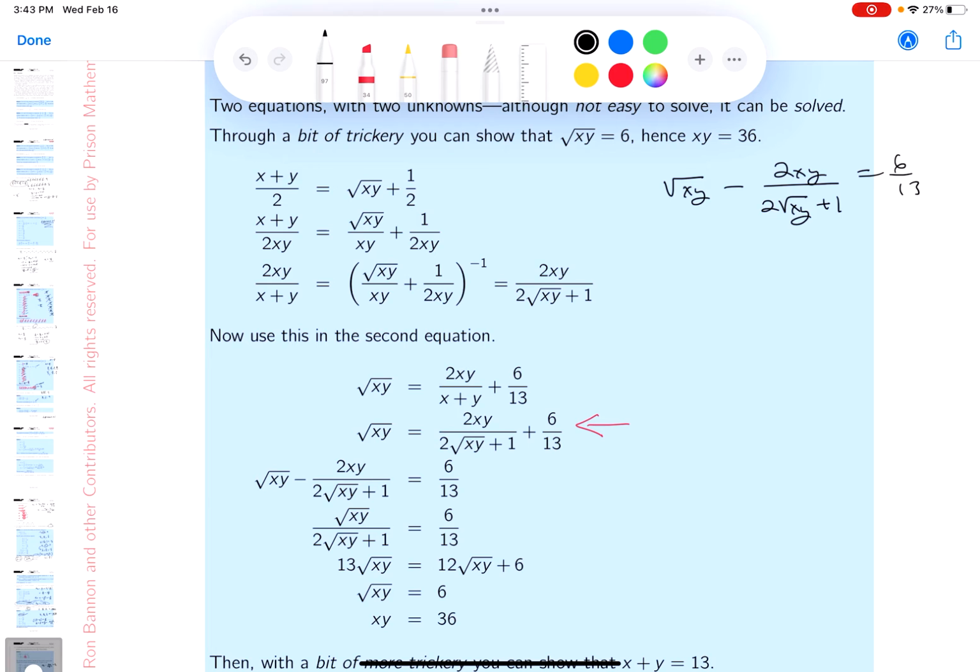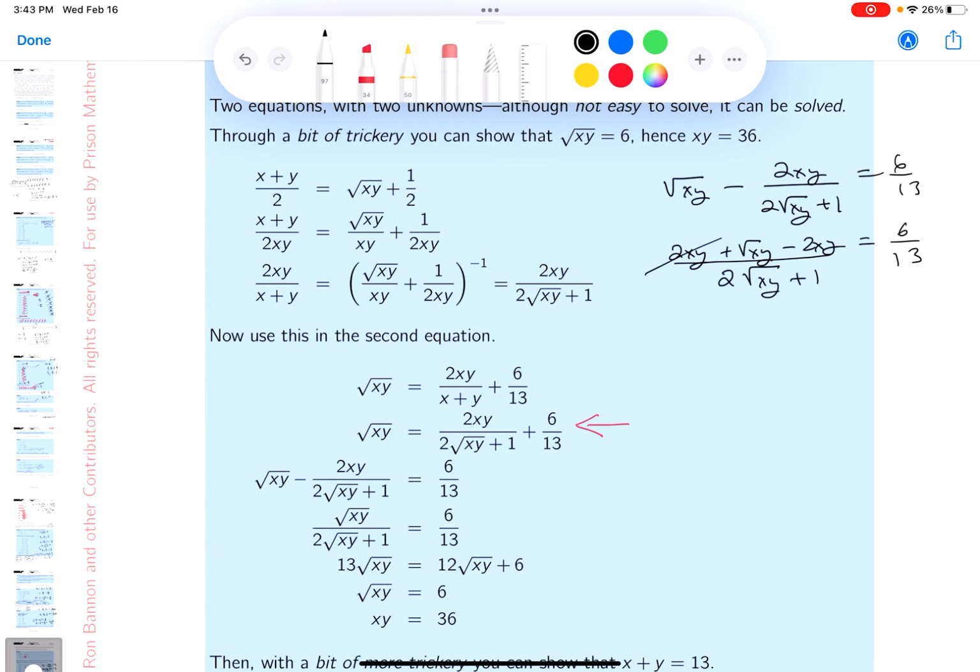Well, I guess what I need is a common denominator, right? And that would be 2 root xy plus 1. And this is going to be 6/13. And this could be a lot of work, right? So what are you going to get? 2xy. That's not bad, right? 2xy. I can do that. Plus root xy minus 2xy.